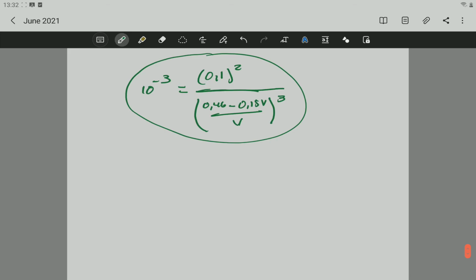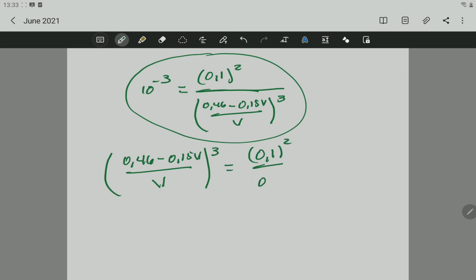So this is going to move to the other side, and we're going to have 0,46 minus 0,15 V divided by V, to the power 3, equal to 0,1 squared divided by 10 to the power minus 3. So we are there. Now let's do it step by step. Let's first do 0,1 squared divided by 10 to the power minus 3.